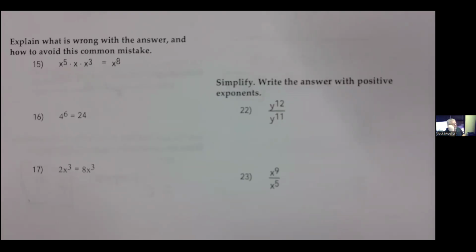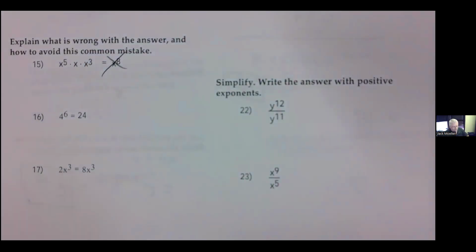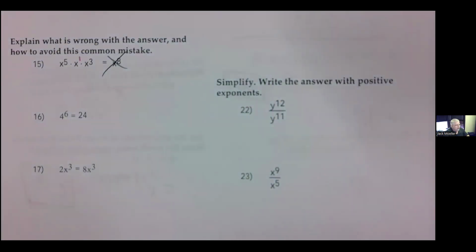How about number 15? What's the mistake there? Why is x to the fifth times x cubed not equal to x to the eighth? That's definitely a mistake. Hopefully by now you're catching on to that. There's an x to the first there. That should have been x to the ninth because you have the one.